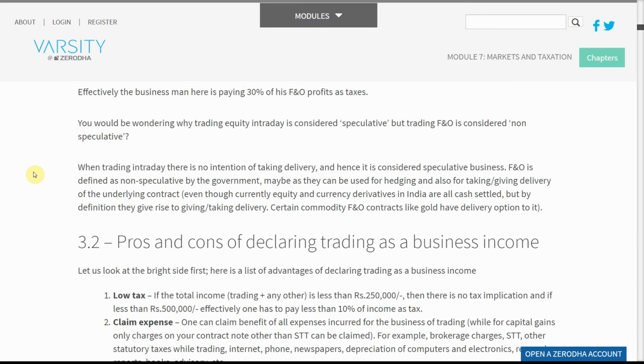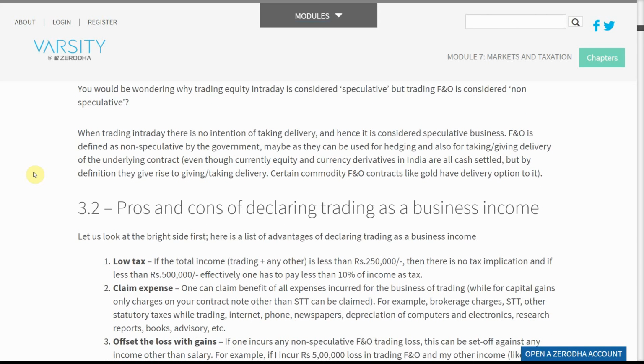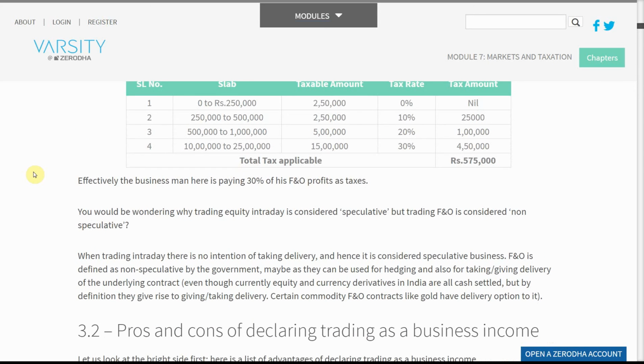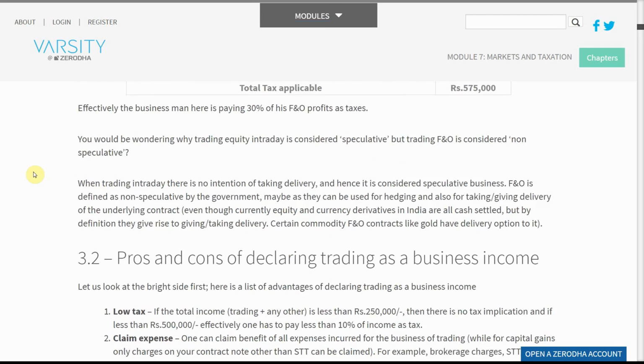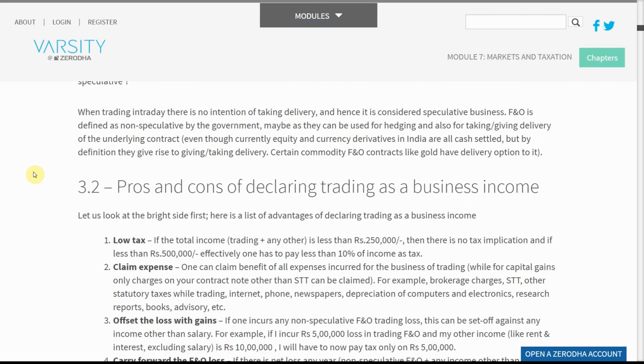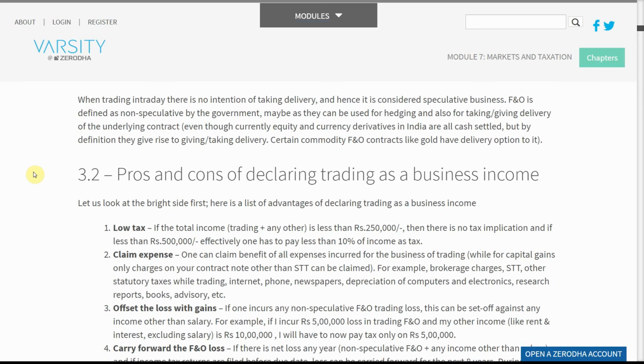You would be wondering why trading equity intraday is considered speculative, but trading F&O is considered non-speculative. When trading intraday, there is no intention of taking delivery, and hence it is considered speculative business. F&O is defined as non-speculative by the government.